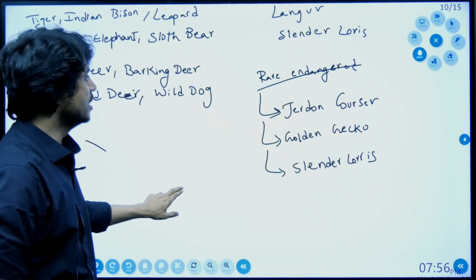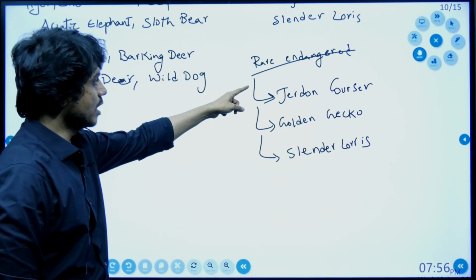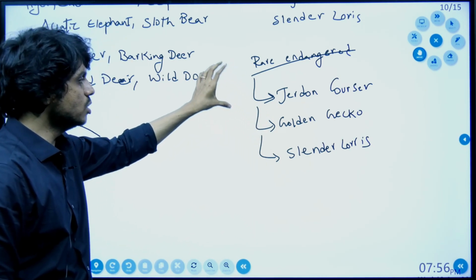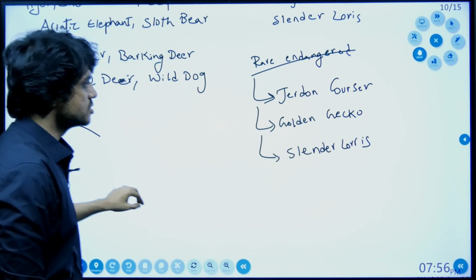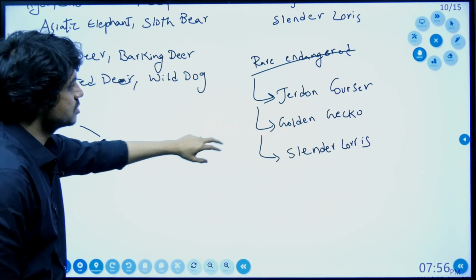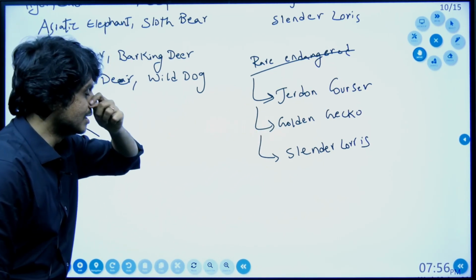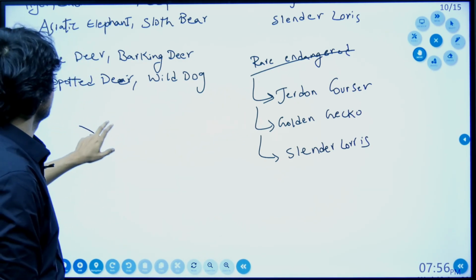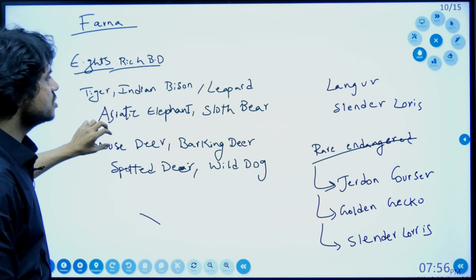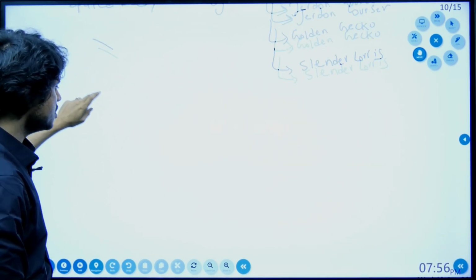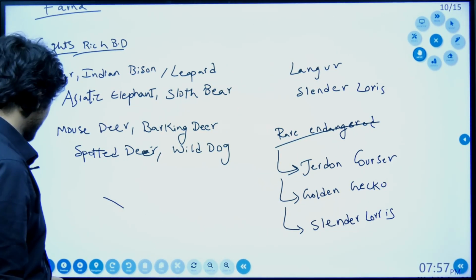Some rare endangered animals and also endemic animals are found only in the Andhra Pradesh regions: Jerdon's courser, golden gecko, slender loris. The slender loris is an arboreal animal, and the gecko is a reptile, a lizard. These are certain facts that you have to remember. Those facts should be complemented with concepts. This will add more value to the content.